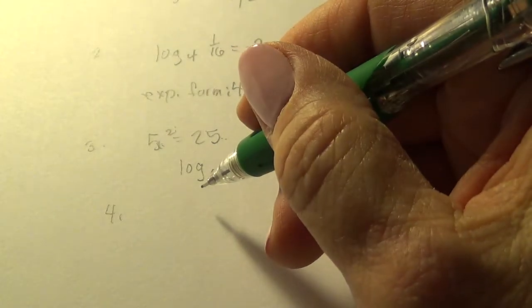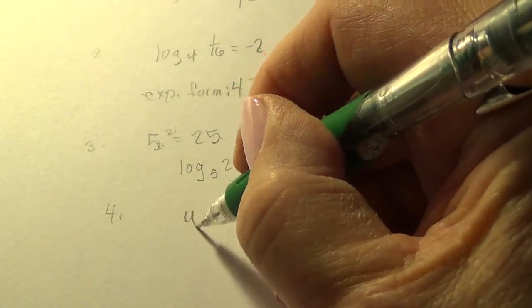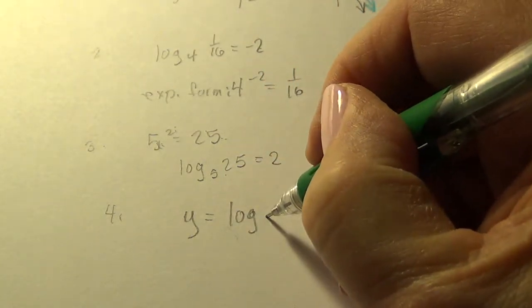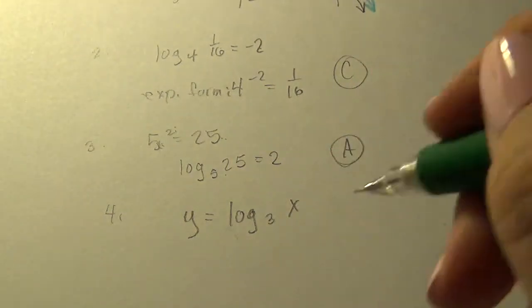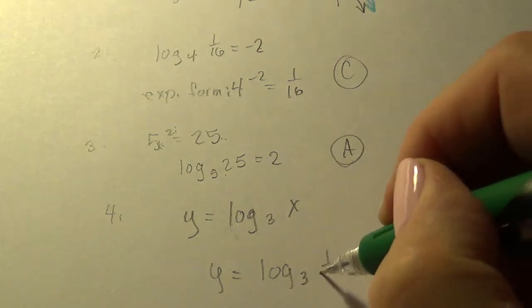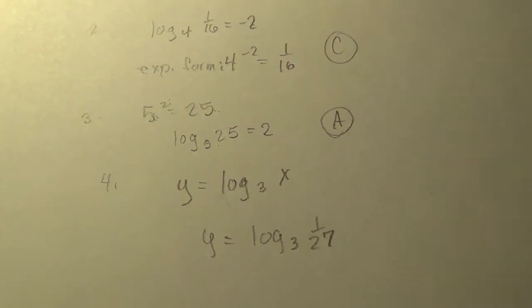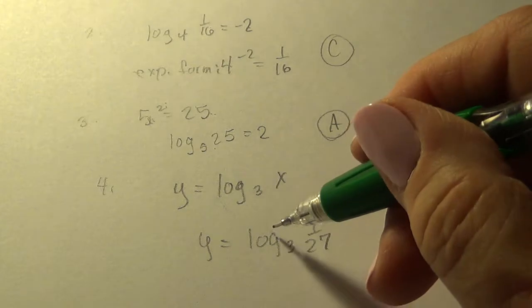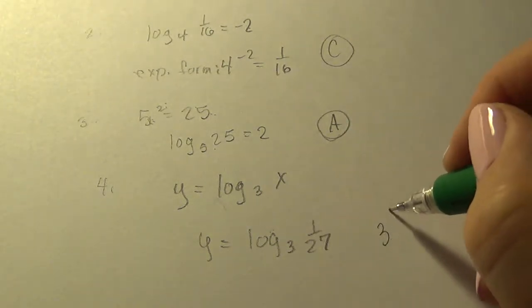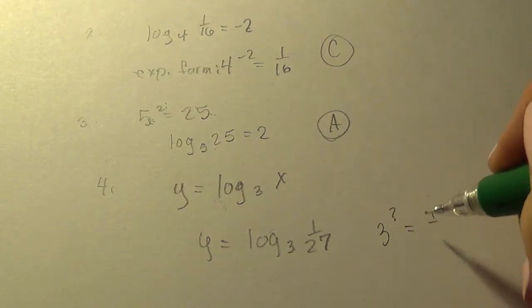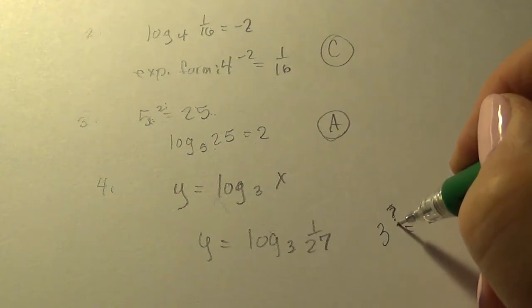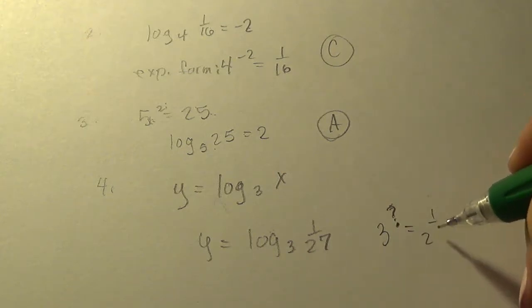Number 4, you're making a study guide. They give us this expression. I write y instead of f of x. They're interchangeable. And they want to know what that is when x is equal to 1 over 27. This would be in the no calculator part. So it's saying what exponent, a log is an exponent, what exponent do I give 3 to get 1 over 27? That's a question mark by the way.